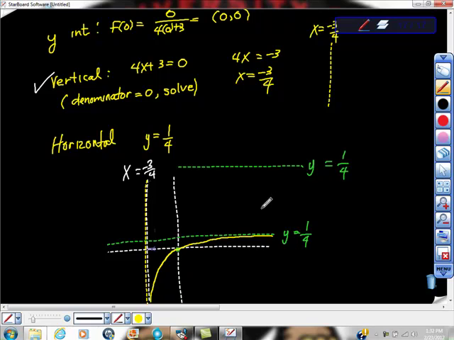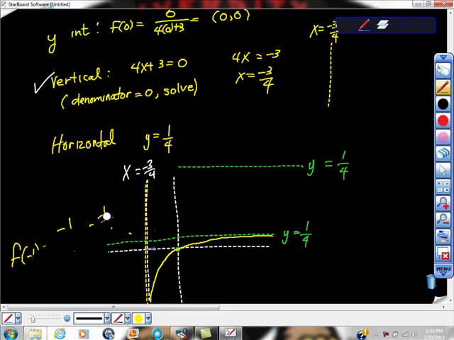And what else? Did we get another point? No. So remember, some people on the quiz forgot to do the opposite side. We're looking for a number that's less than negative 3/4. Like what? Negative 1, negative 2, negative whatever you want. I like negative 1. So it's negative 1 over 4 times negative 1 plus 3, which is equal to negative 1 over negative 1, which is just positive 1.